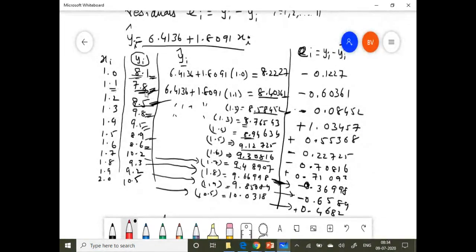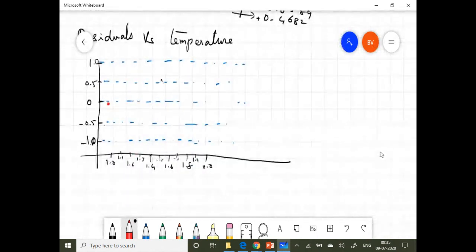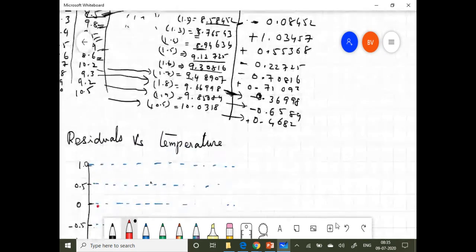Okay. When x is 1.1, what is the residual? Negative 0.6. A little bit lower than negative 0.5, moving towards negative 1. So for 1.1, find a dot here. Is it clear now how we do this? This is the scatter graph for the residuals versus temperature.